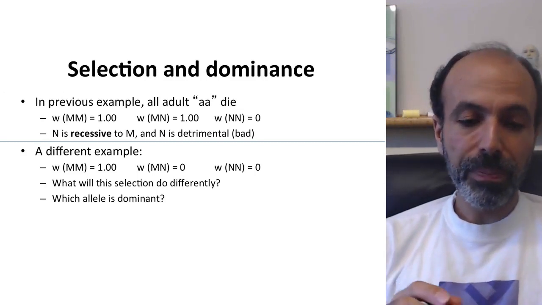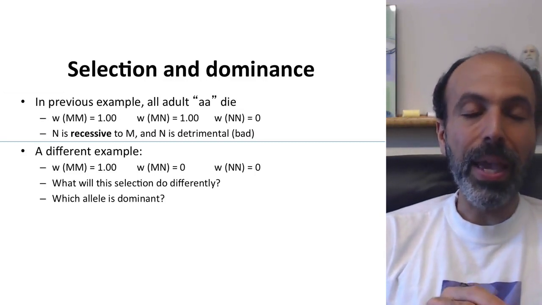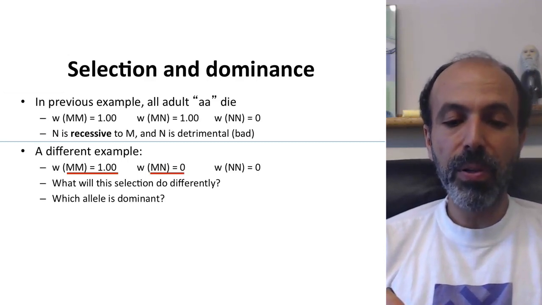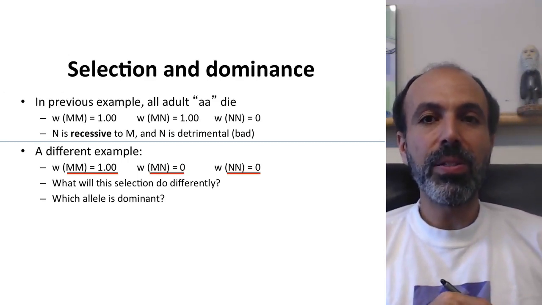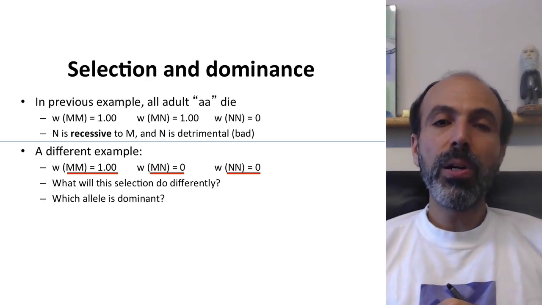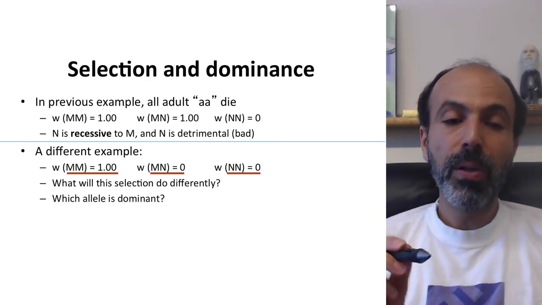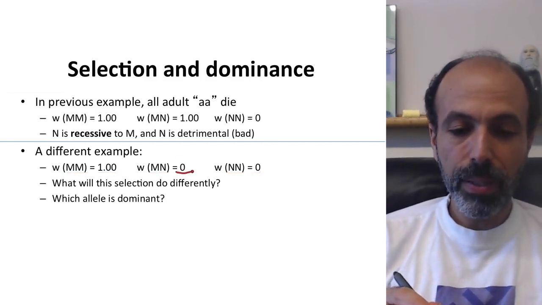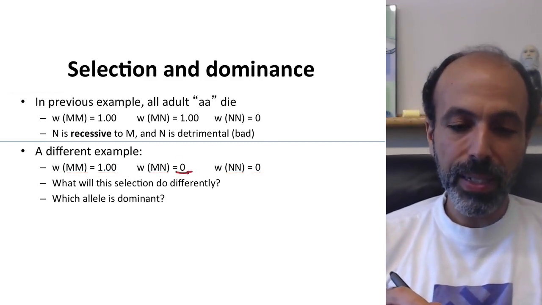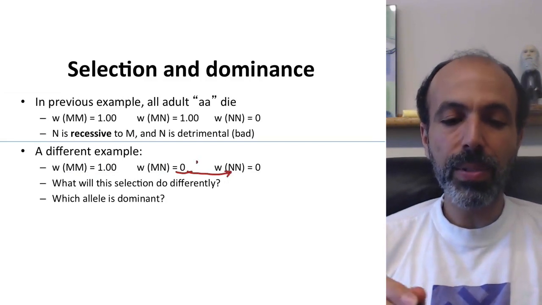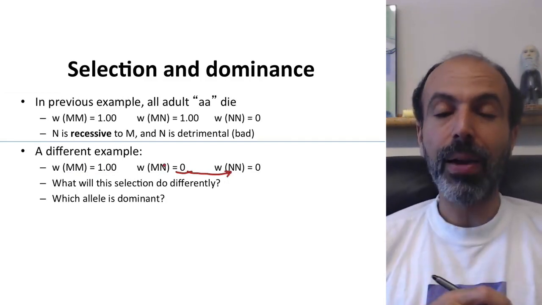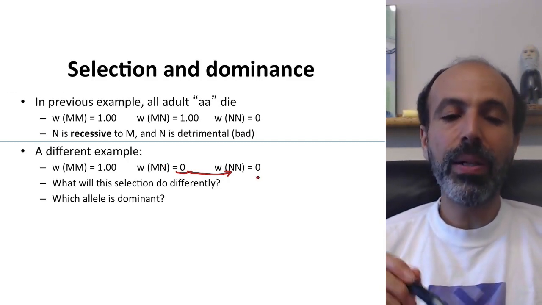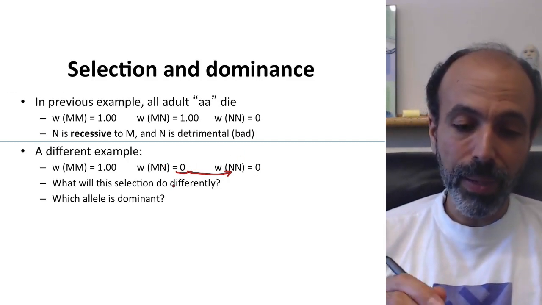There's a different example. So in this case, MM has relative fitness 1.0, MN has relative fitness of 0, and NN has relative fitness of 0. So what do we think is going to happen in this case? Well, first of all, which one is dominant? In this case, again, we look at the heterozygote. Which one has the same relative fitness as it? In this case, it is the NN homozygote. So N is actually dominant now. N is still bad.